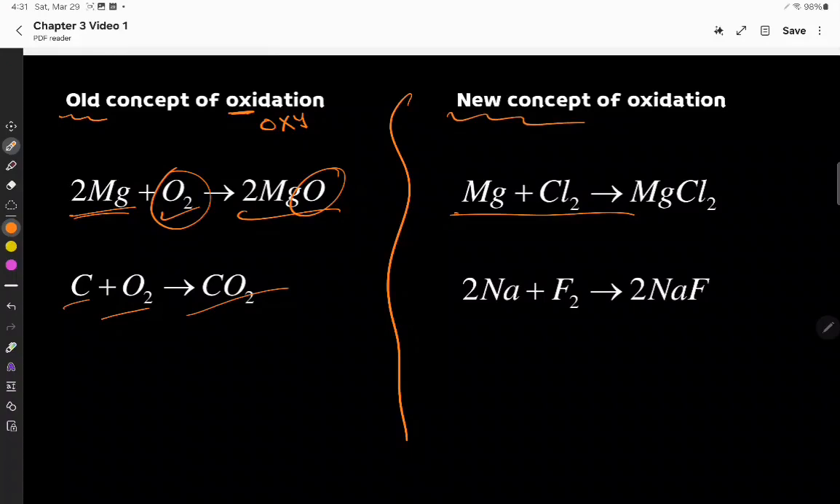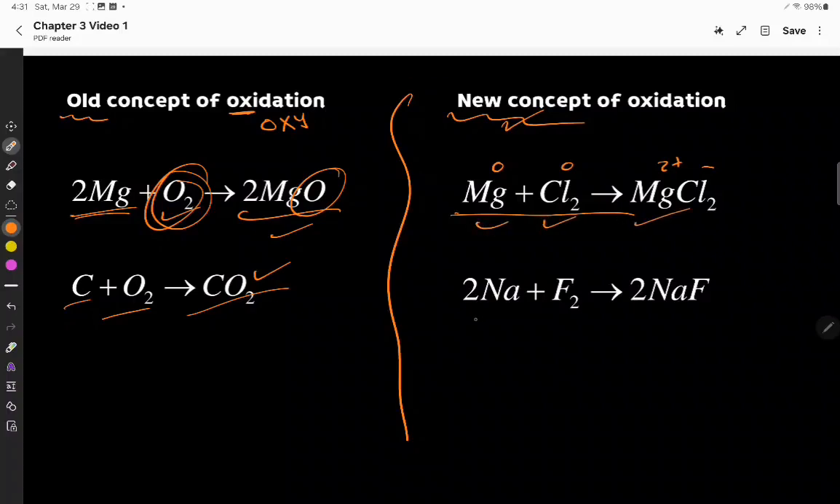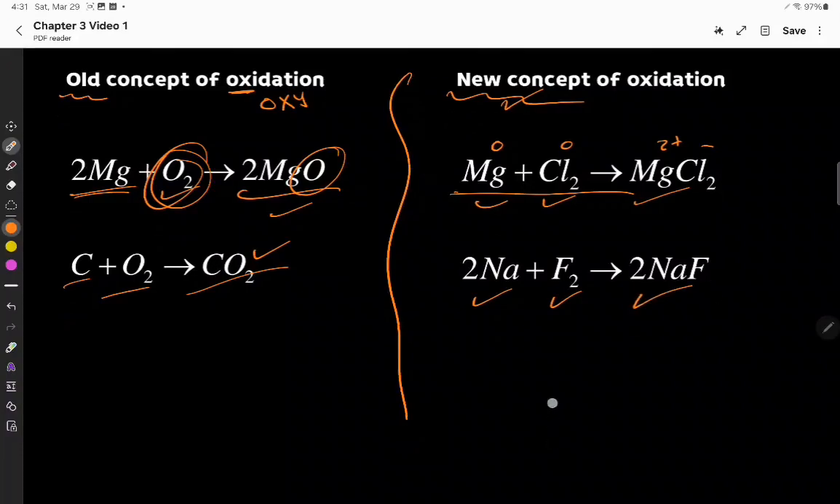It can give you a question, says which of the following involve old concept of oxidation? You'll choose one of these which contain oxygen. Which of the following involves new concept of oxidation? You'll choose the equation in which there is no oxygen, but there is increase and decrease in the oxidation numbers. Here, magnesium plus chlorine gives magnesium chloride, sodium plus fluorine gives sodium fluoride. No oxygen here, but it is an oxidation reaction.